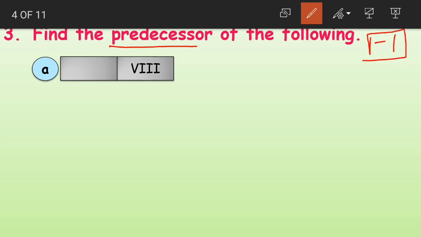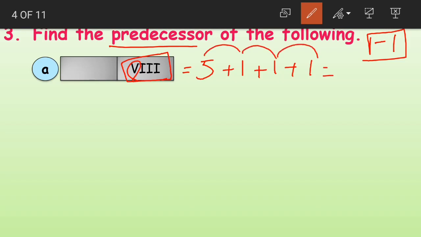Now if you look at the first question, we have VIII. Now what is this? V stands for 5. Then we have 3 I's, 1 plus 1 plus 1. What is the total, children? 5 plus 1 is 6, 6 plus 1 is 7, 7 plus 1 is 8. Right? VIII stands for 8. Now what is the predecessor? The predecessor is 8 minus 1, which is equal to 7.